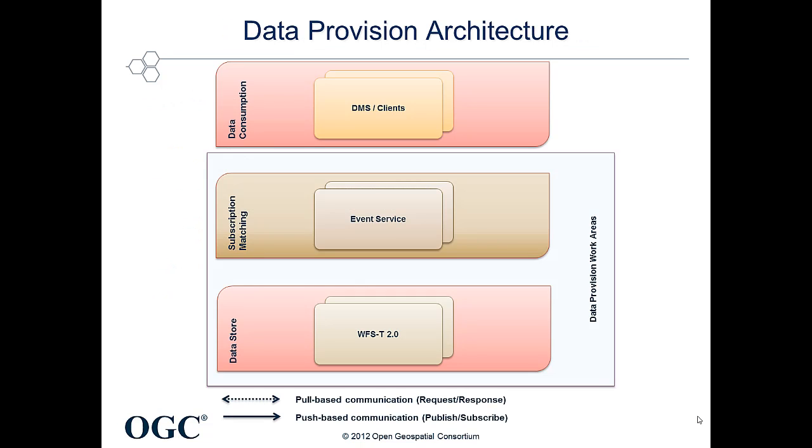But first of all, let's take a look at the service architecture and its common workflows. Clients and intermediary components like the data management service can retrieve AIXM features from the WFS instances. Also, they can subscribe at the event services for a subset of update events on these features.